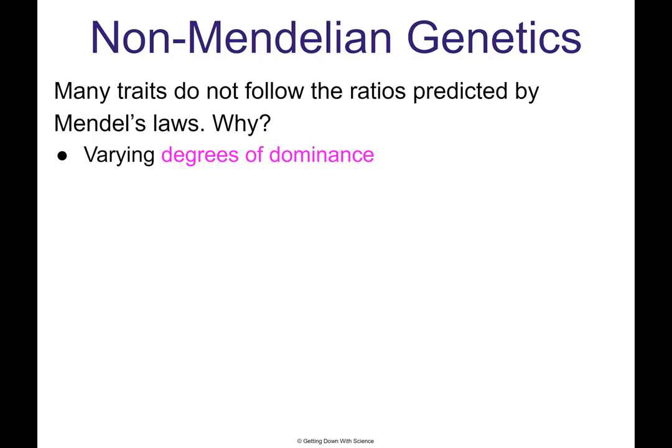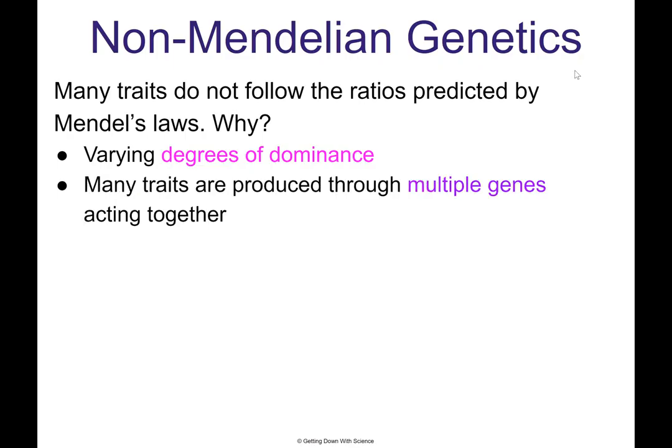So now we want to think about the fact that there are various degrees of dominance in genetics. Many traits are produced through multiple genes. So the reality is a lot of our different features that we think about, hair color, eye color, some of these things where there's a lot of variation, there's more than one gene involved in determining those factors.